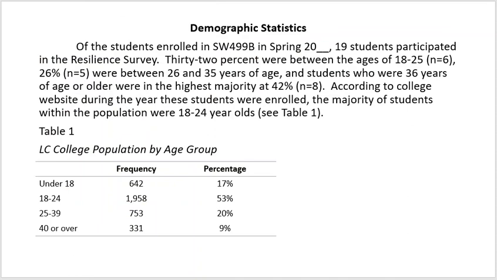If we were to write the demographic statistics section for the work that we've been doing, collecting the resiliency study, this is what I would write. Again, this is a previous study that was done. So, of the students enrolled in the social work statistical analysis, 19 students participated in the resiliency study.